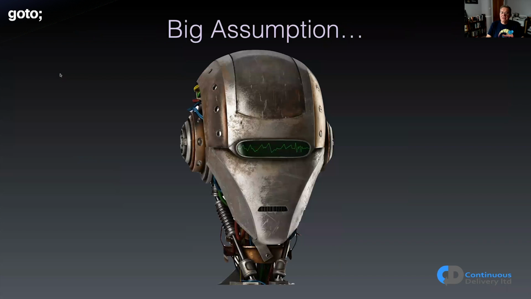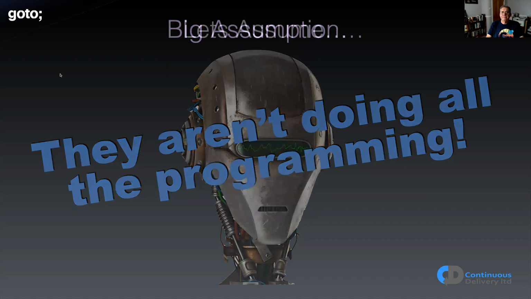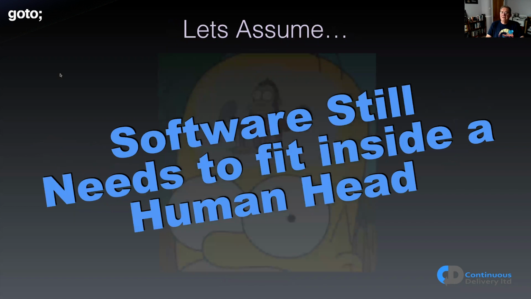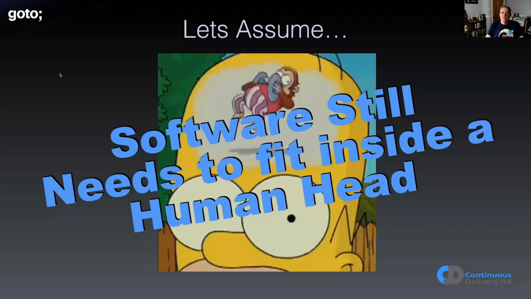At the heart of my presentation, there's one big assumption. And the big assumption is that it's us that's doing the programming and not them. Because I think in 100 years' time, it's very likely that they'll be doing at least some, if not most, of the programming by then. But I'm assuming for now that it's still us, and we've still got to cope with the problems. So the assumption that I'm working on is really this, that software still needs to fit inside a human head. We still need the capacity to understand the systems that we're going to create. And that's what I'm going to talk about a little bit.